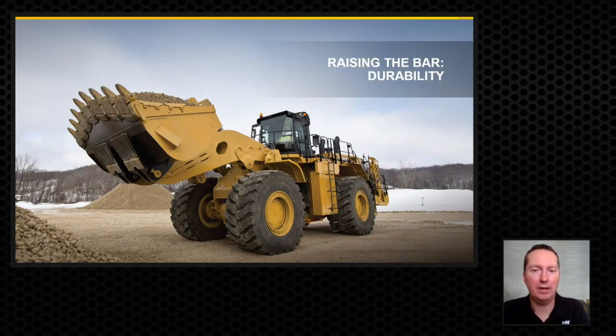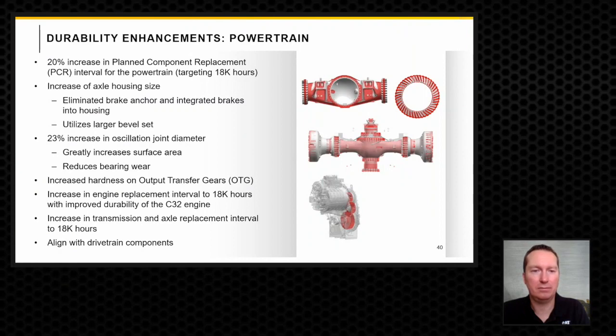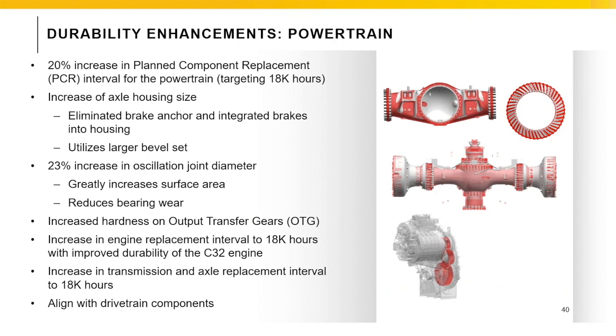Moving on to durability, let's start with the powertrain. So on the topic of durability, the key number here is this 18,000 hour planned component replacement interval. So we've aligned engine, transmission, final drive axles, all to that same number, this 18,000 hours. And I'll talk just a bit about what enabled this.